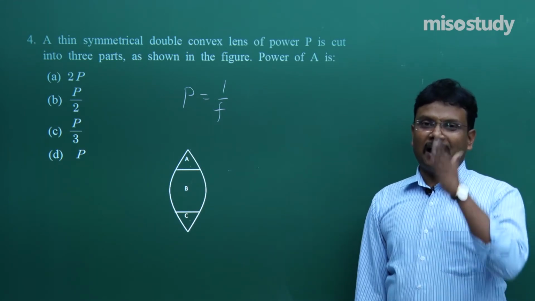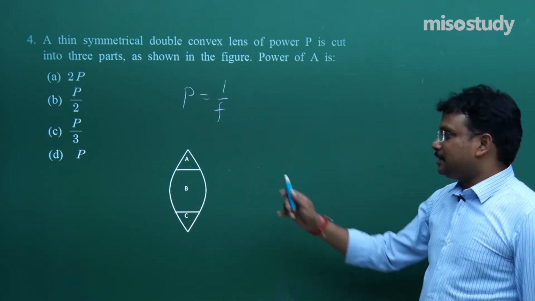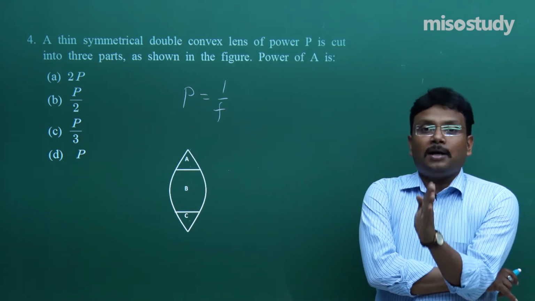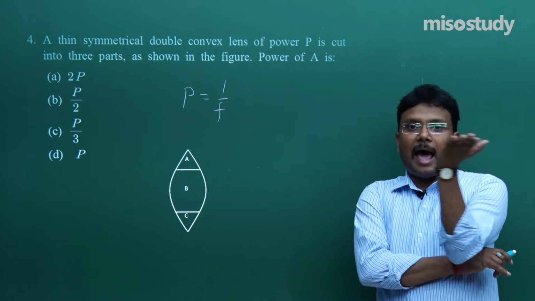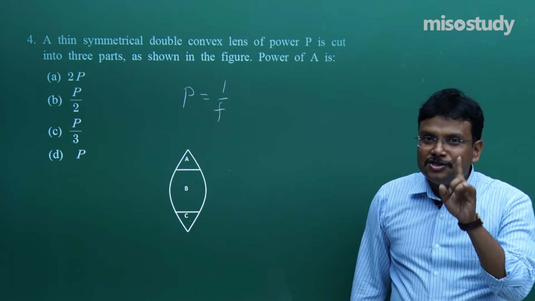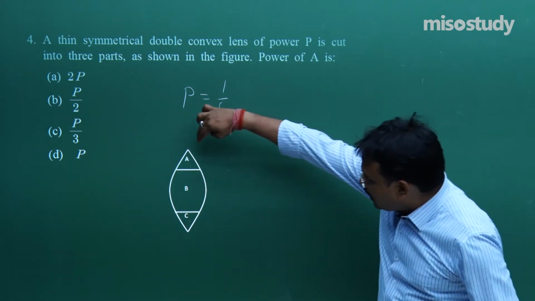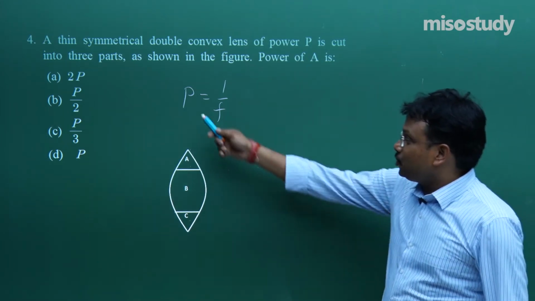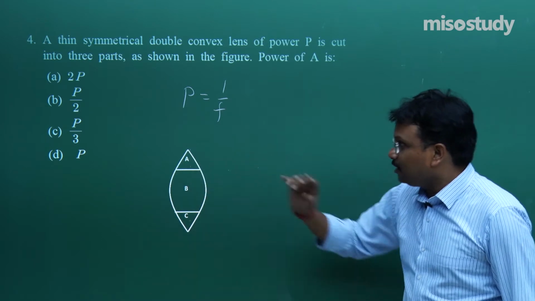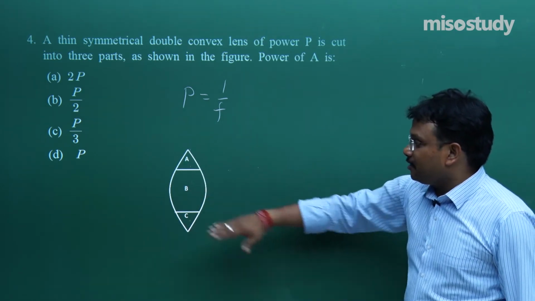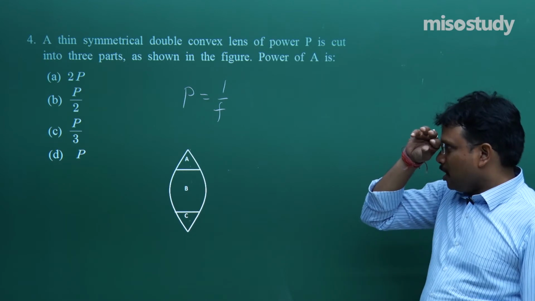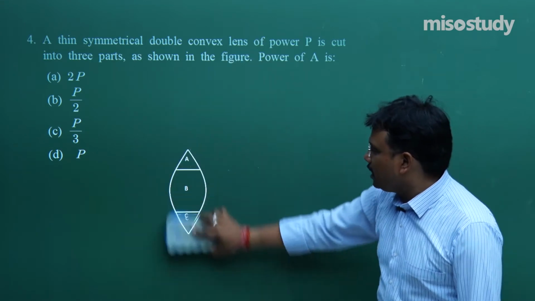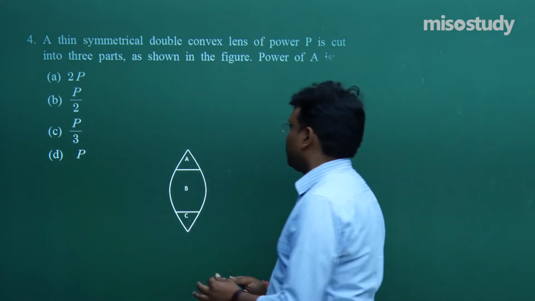This question is again in your question paper just to check your conceptual clarity: if you cut a lens along the principal axis, there is no change in focal length. If you cut the lens in this fashion, focal length will change, and then power will change. But because in this combination you are cutting the lens along the principal axis, there is no change in focal length, therefore power is going to remain the same. So let me write down this entire statement.